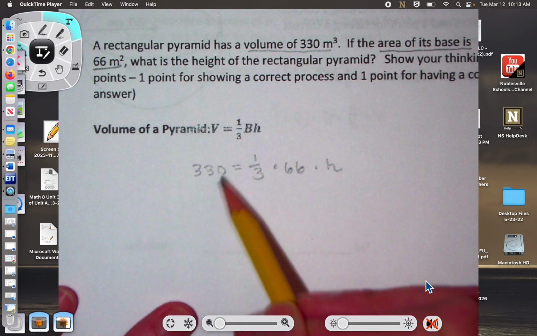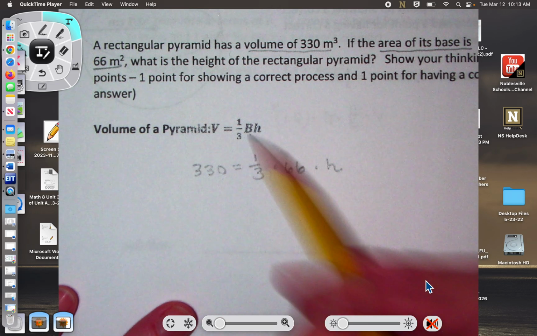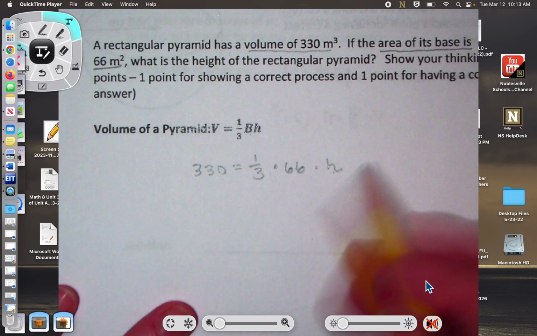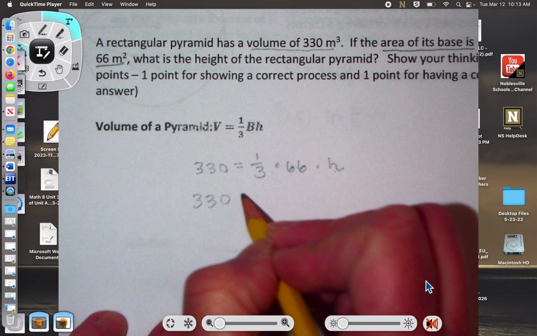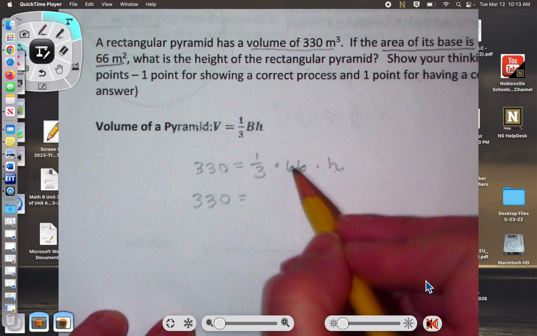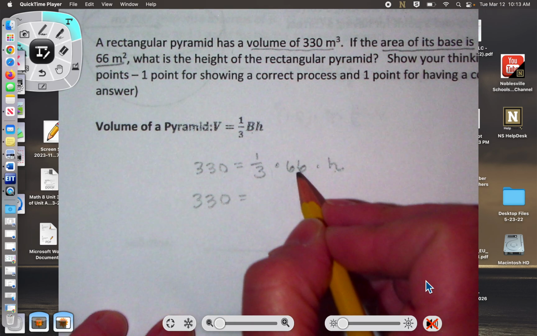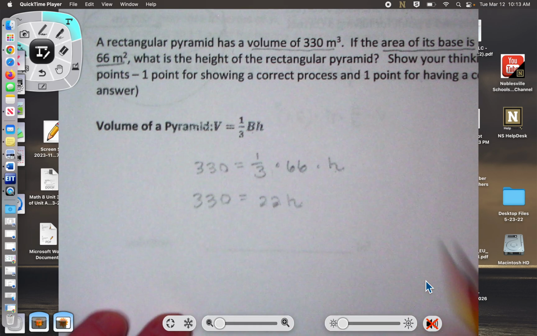Okay, so I put in the volume that they told me. I put in the area of the base, that's that capital B value, and then I'm trying to find the height. So then I would do, okay, 330 equals, well, what's 1/3 of 66? Well, if I take 1/3 of 66, that's like doing 66 divided by 3. So now I have 22, and I have the H.